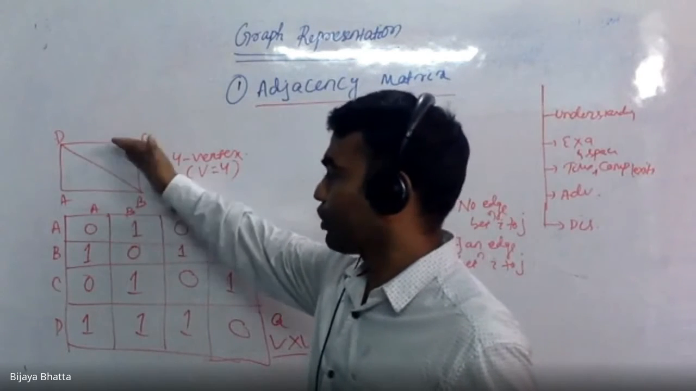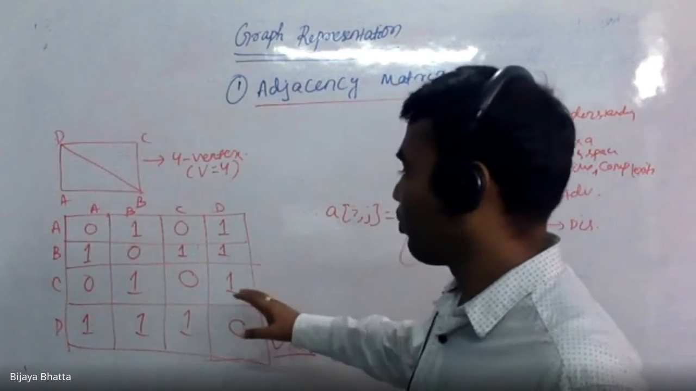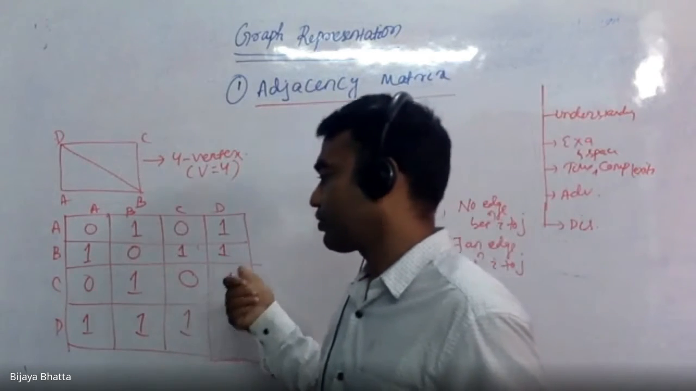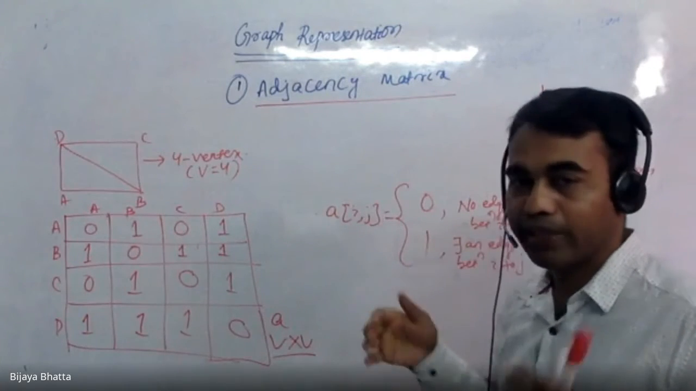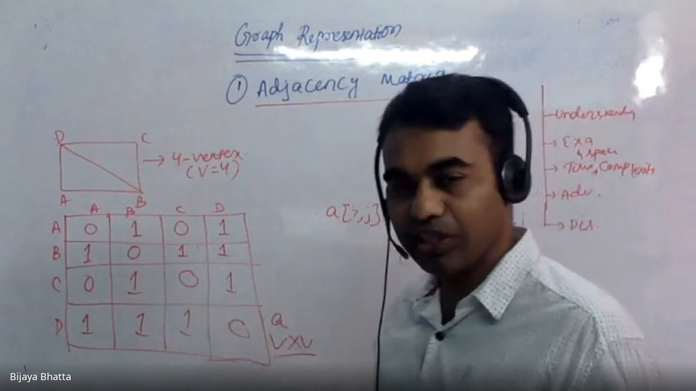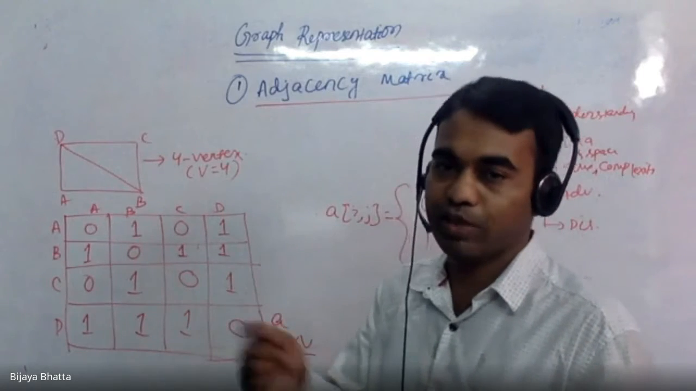It's giving a graph, so you are just converting this graph into this particular matrix. What does this graph matrix contain? It just contains either 0 or 1. When will it contain 0? If there does not exist any edge. When will it contain 1? If there exists an edge between i and j.